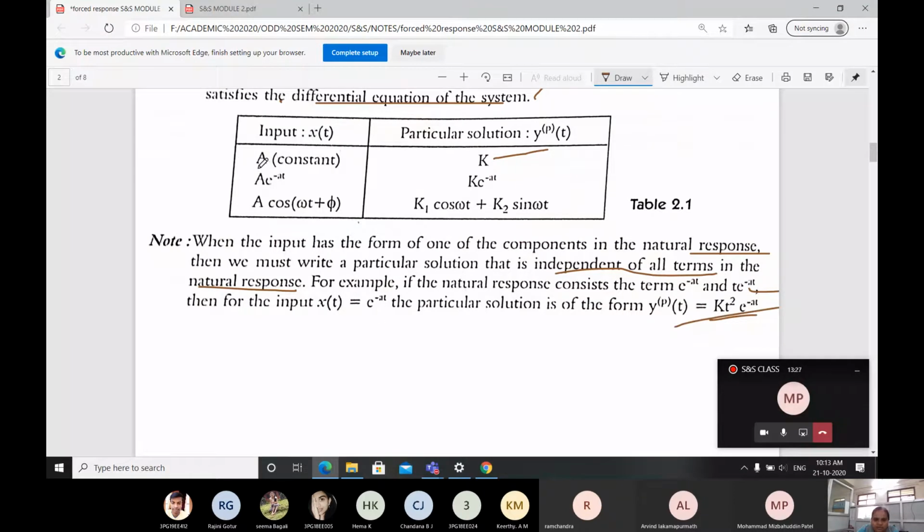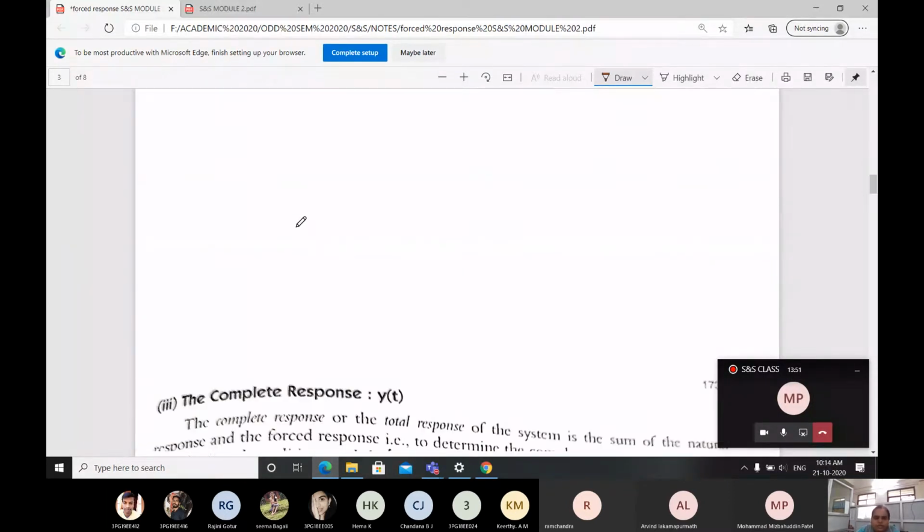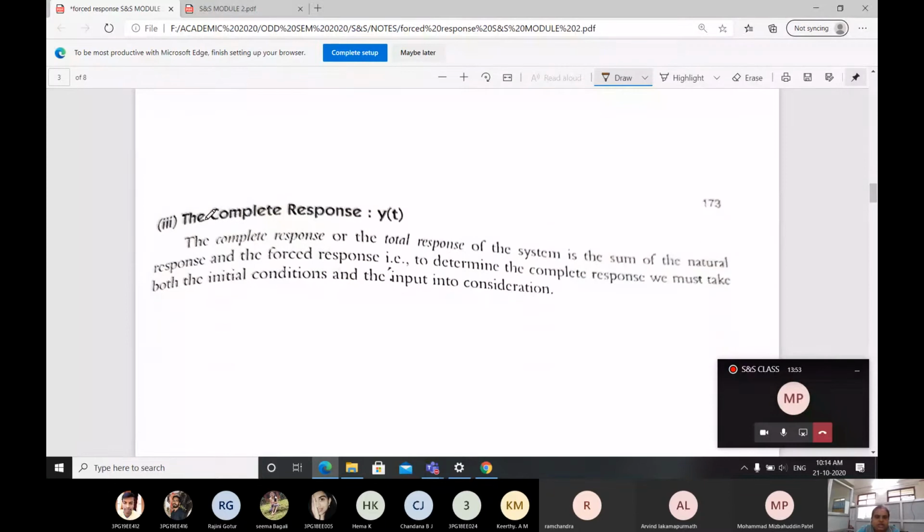Remember, when the input is a constant value, the particular solution is k. When it is a into e raised to minus at, we take k into e raised to minus at. When it is a into cos omega t plus pi, then k1 cos omega t plus k2 sin omega t. We consider the particular solution based on the input. That is about the forced response.